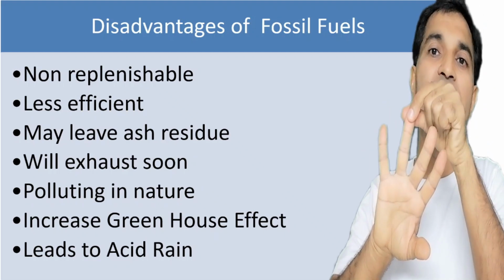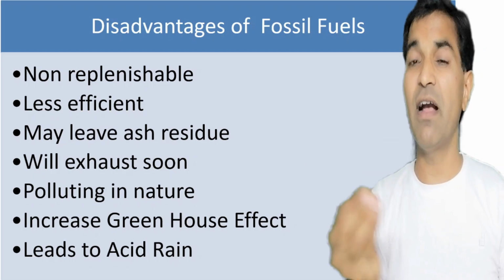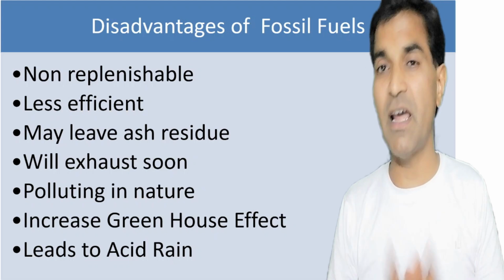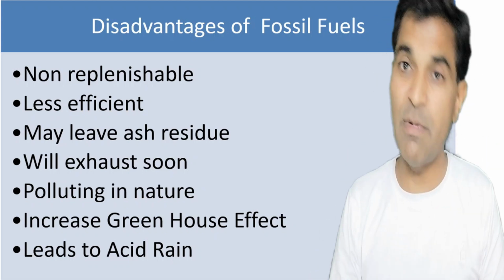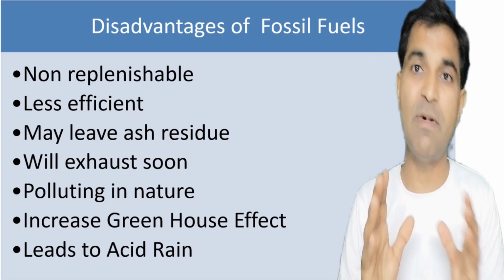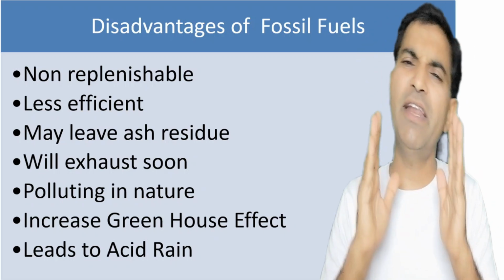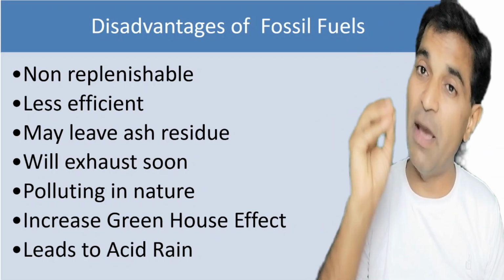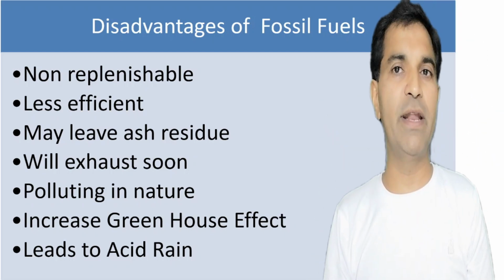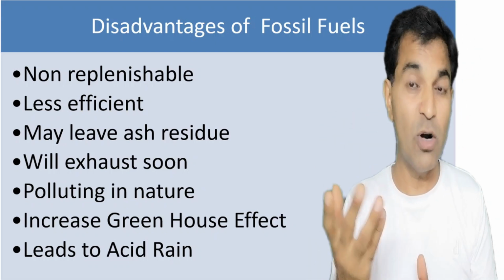Peat is the inferior quality of coal and it has hardly 40% carbon. So peat type of coal will have maximum ash, whereas anthracite type coal will have maximum output, maximum efficiency and minimum ash. But any type of coal will definitely leave ash. Any type of wood you use for burning or cooking, you will definitely have ash. So there is a problem. They are not clean fuels.